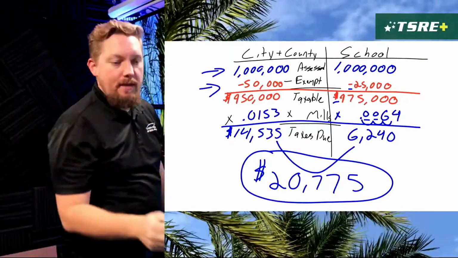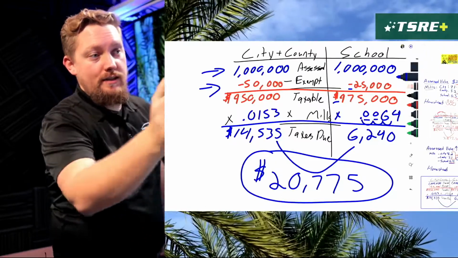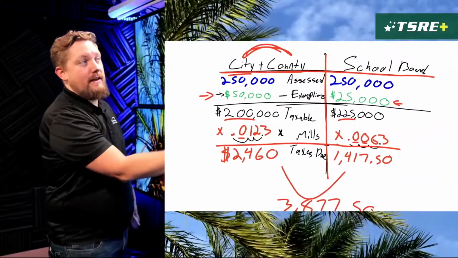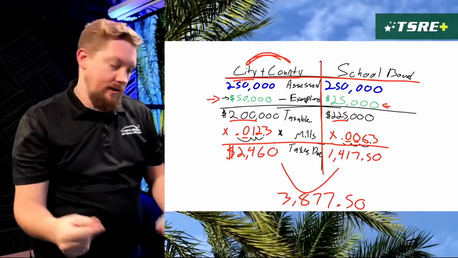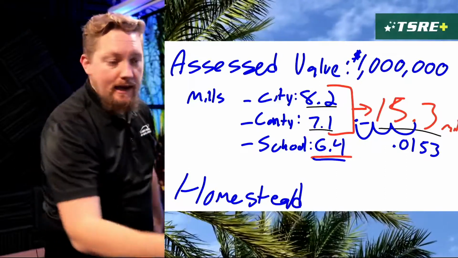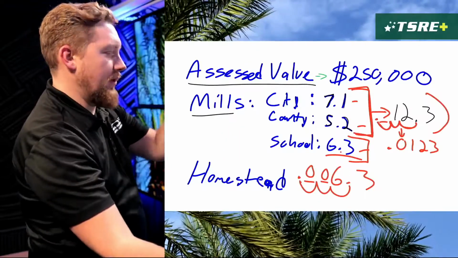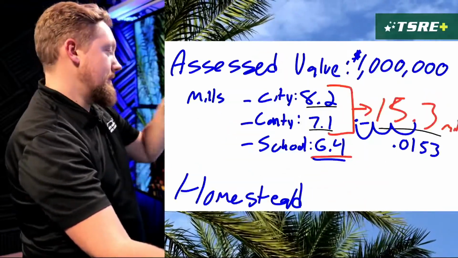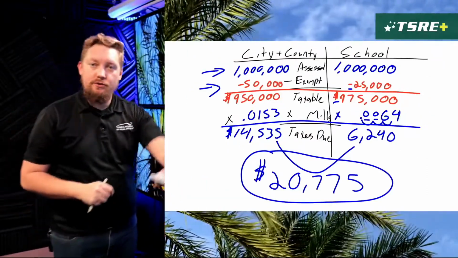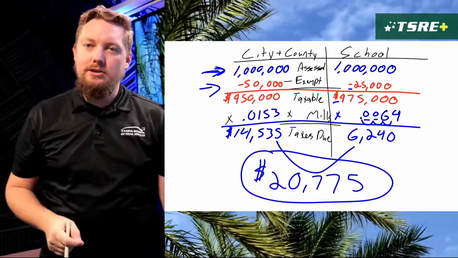Same exact exemption amount as we did previously for the $250,000 property. So same amount of savings, but at the end of the day, the $250,000 property is only paying $3,800, just under $4,000, $3,877, whereas the $1 million property has a slightly higher tax rate. So 8.2 we had over here, only 7.1 and 5.2. So yes, the tax rates did get a little bit higher for this question as well. And that was enough to put it over $20,000 for that $1 million property with the homestead property tax calculation.